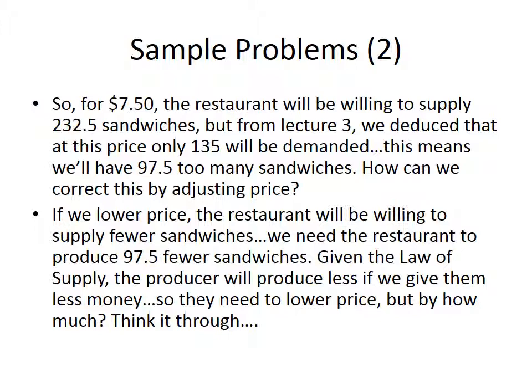Let's go back to the law of supply. What does the law of supply say? Okay, the quantity supplied will drop if we drop the price. We need to drop supply by 97.5 units. Does it not therefore follow that we're going to have to drop the price? Question is, how much more will we have to drop that price so that the supplier is willing to supply 97.5 fewer units? Okay? We'll find that out presently.